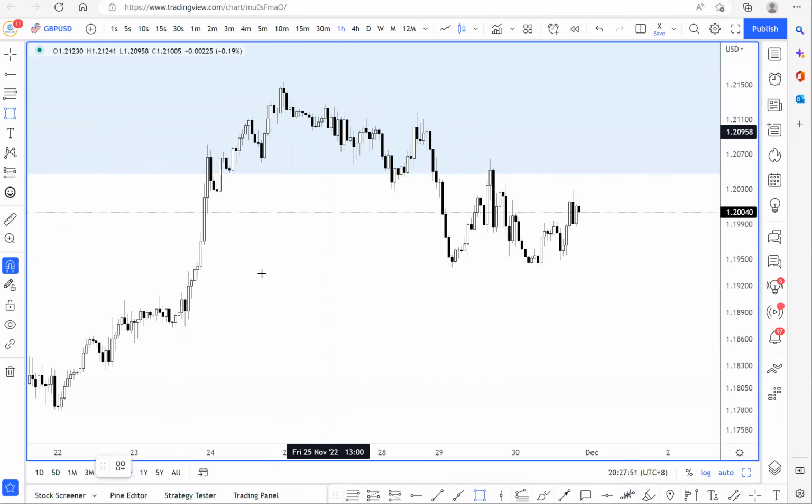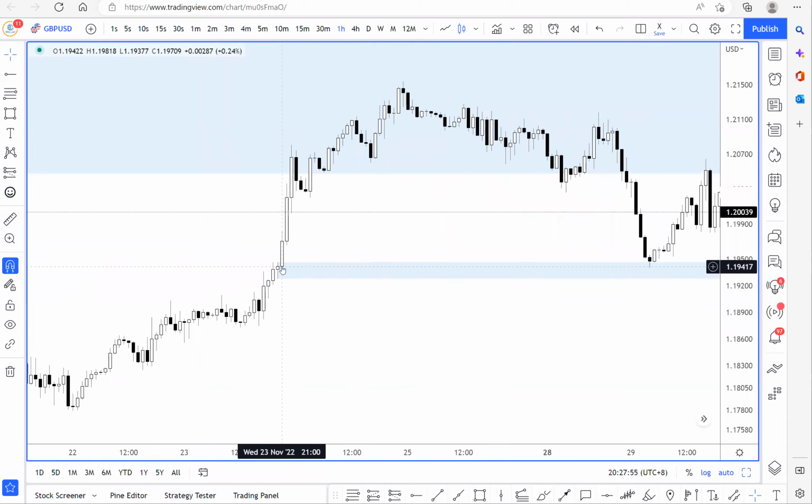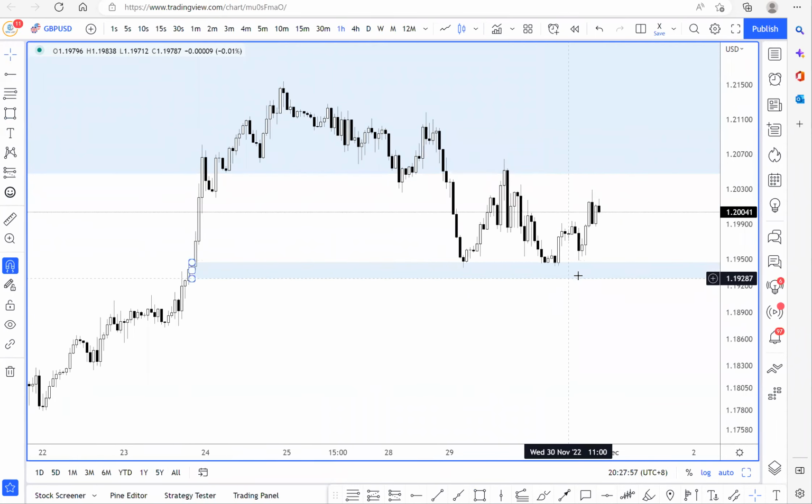If I take a look at it on the 1 hour, you can see the same concept applies. The candle that has still held within the wick, you can see this is the demand area, and this is where prices are currently testing.